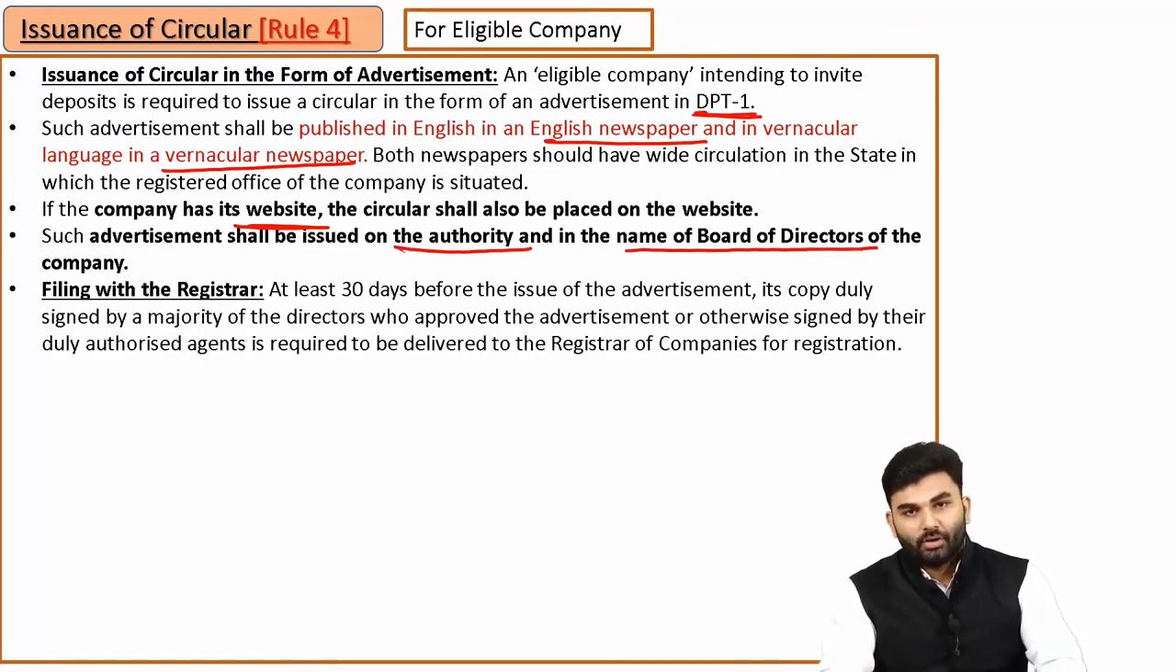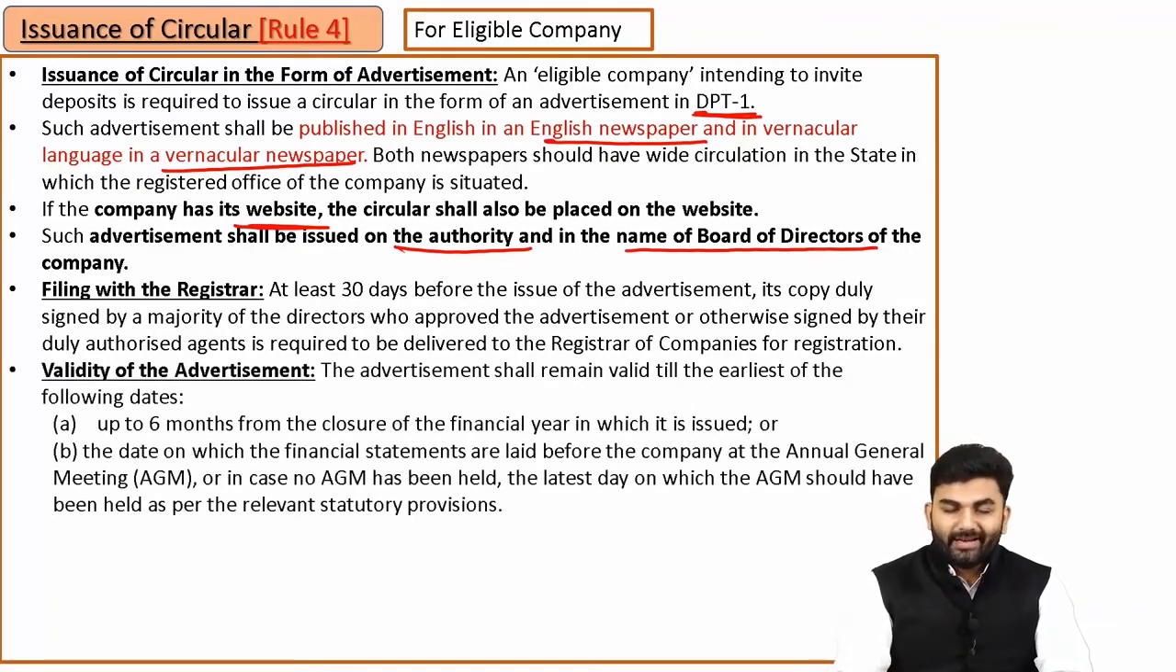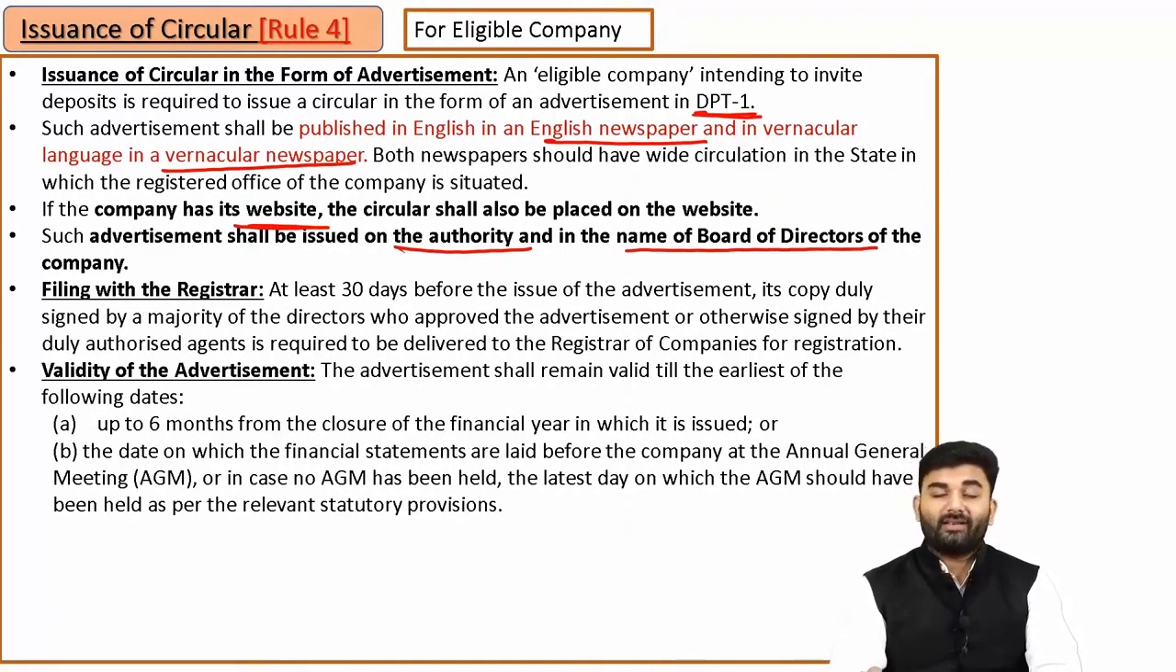Over here, the circular will first have to be filed with the ROC, and later on it can be issued to the public at large. Over here, the validity of the circular will remain the same, that is, up to 6 months from the close of the financial year in which the circular was issued, or the day when the annual general meeting was held and the financial statements were laid before the members, whichever is earlier. If no annual general meeting was held, then in that case the last day before which the annual general meeting should have been called shall be evaluated.